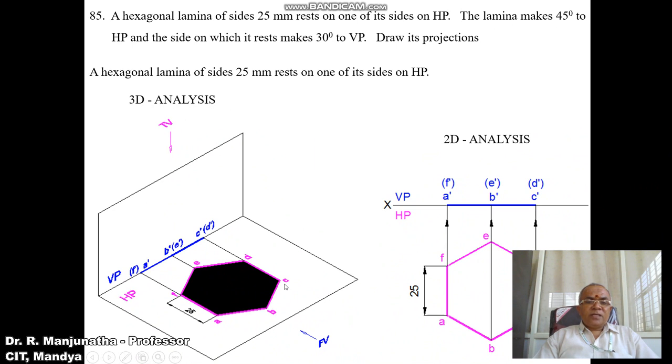Here AB, BC, CD, DE, EF and FA, all the sides will have equal lengths of 25 mm. And when you look from the front view, ABC is near to the observer, so A dash, B dash, C dash is visible. DEF is away from the observer, therefore D dash, E dash, F dash will be invisible. In the 2D analysis also, we can see that the two edges are perpendicular to VP, and then we construct the hexagon here.